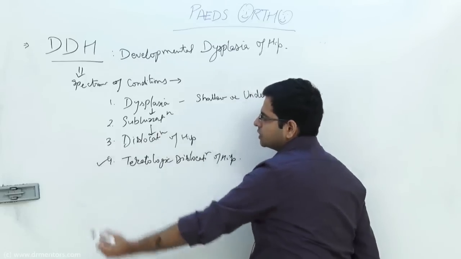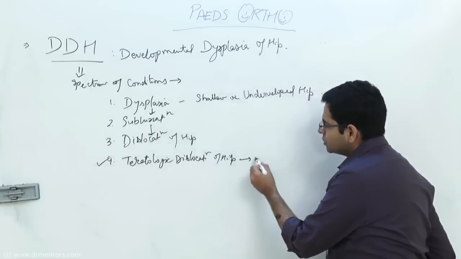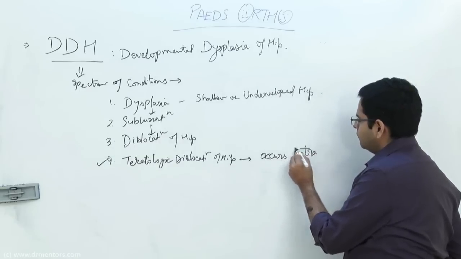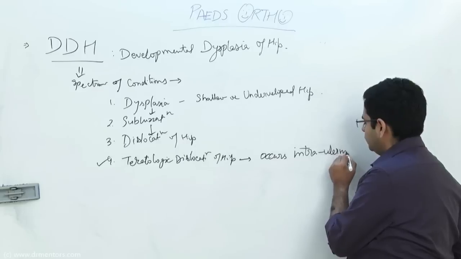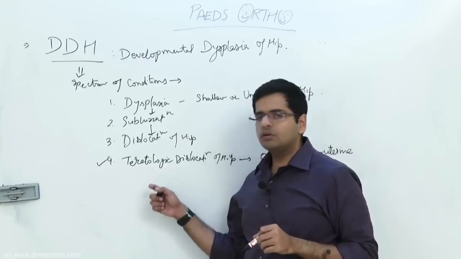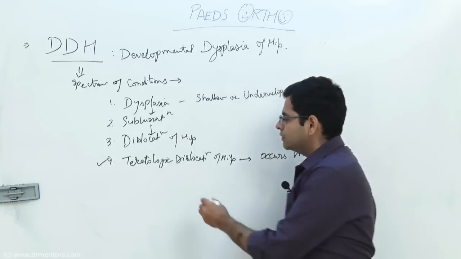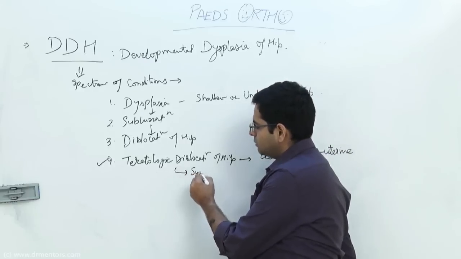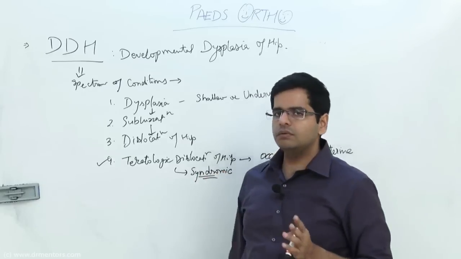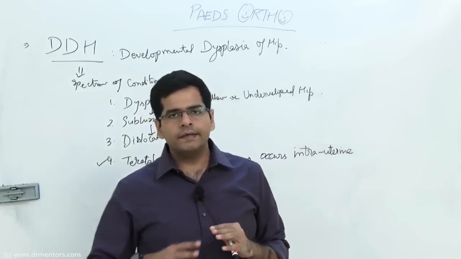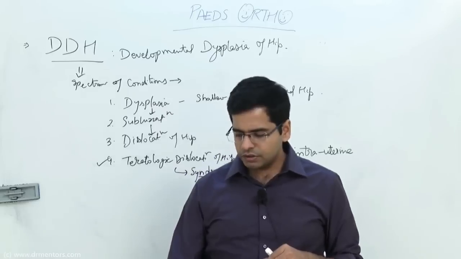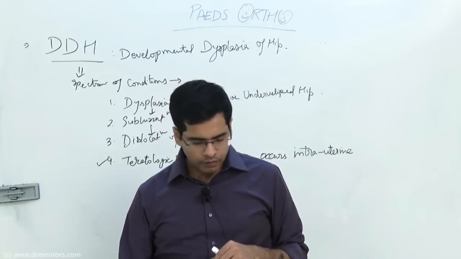But what is teratologic dislocation? When dislocation occurs intrauterine, then it is called teratologic dislocation of hip. And this teratologic dislocation of hip is associated with various syndromes. The patient is usually syndromic. If this dislocation is present intrauterine, then you call it teratologic dislocation, and it is usually associated with various syndromes.